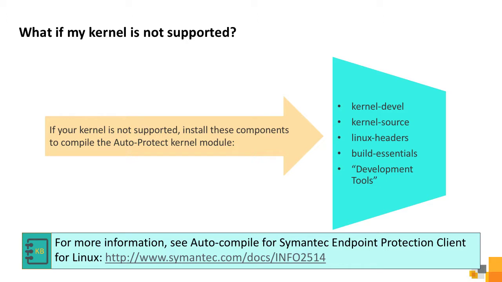The Symantec Endpoint Protection Client installer for Linux auto-compiles the AutoProtect kernel module when the operating system kernel is not compatible with the precompiled AutoProtect kernel modules. Near the end of the installation process, if the client installer detects no active AutoProtect modules, it launches the autocompiler, which runs to compile the compatible modules. Previously, AutoProtect only functioned when the Linux computer's operating system ran a supported kernel.